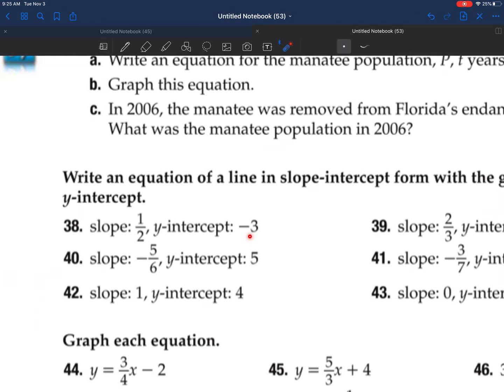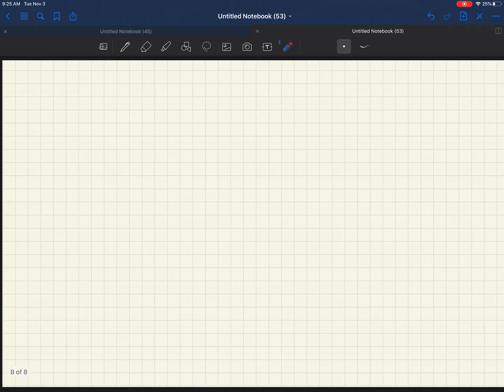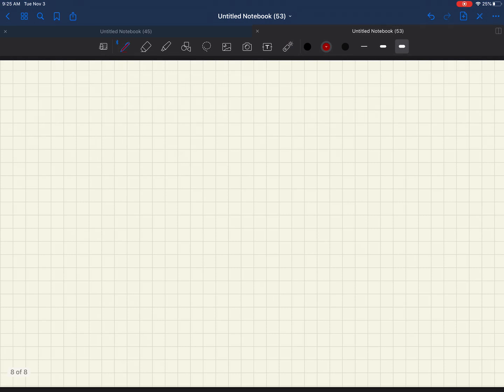Are you okay if I don't go over these that already give you the slope and the y-intercept? Since we talked about that at the beginning, all you have to do is plug those in for m, and plug that in for your y-intercept, okay? How do we feel about this today? Pretty good? Okay, cool.